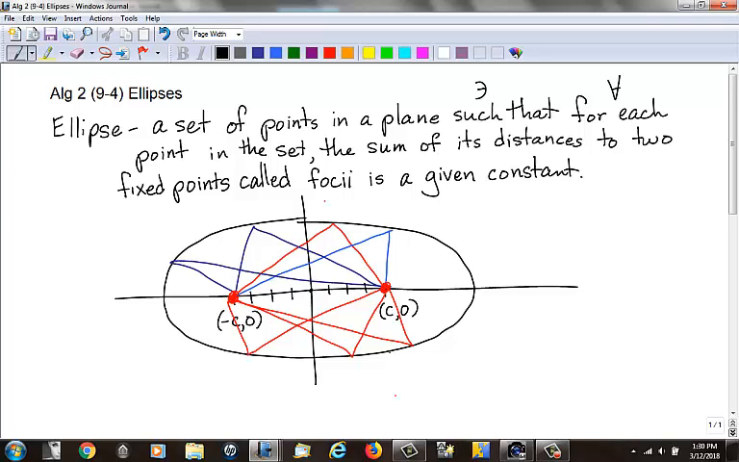Okay, the longer axis, in this case, would be what they call the major axis. It's the longer one. In this case, the x-axis would be the major axis. This one, it's the shorter. In this case, the shorter one is the minor axis.